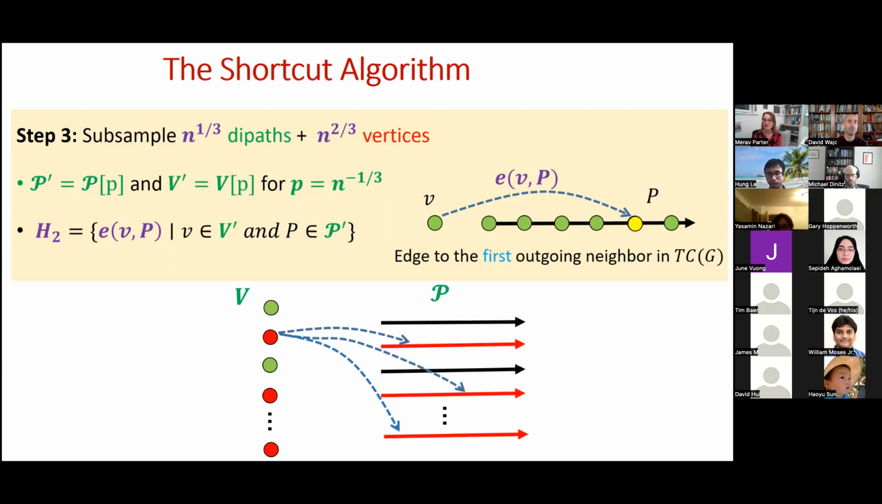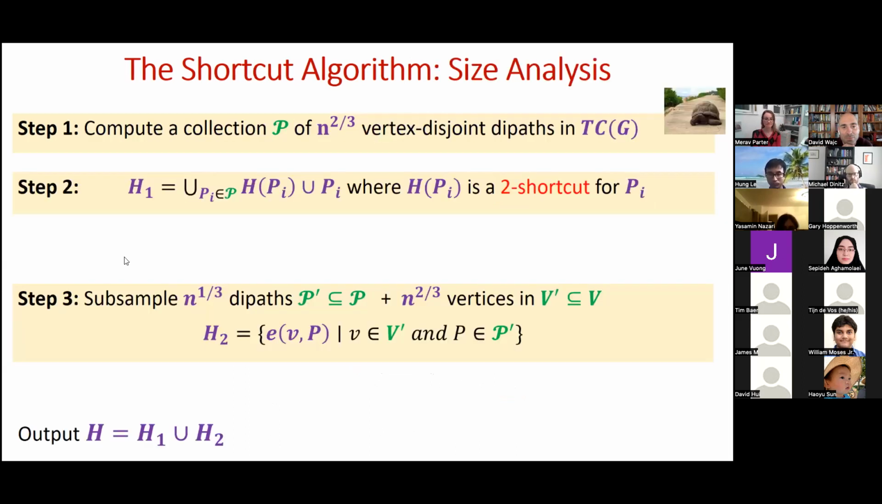So this is schematically how it looks. This is the collection of all the vertices, and the red ones are the ones that got sampled, and I have the collection of all the paths P that I computed in the first step, and the red ones are the ones that got sampled. And then I have the budget for every vertex to add just one edge for every sampled path. What edge would it be? The edge goes to the first reachable node on that path. So this is the entire algorithm. This is the second step, the edges H2 that I'm adding to the shortcut set.